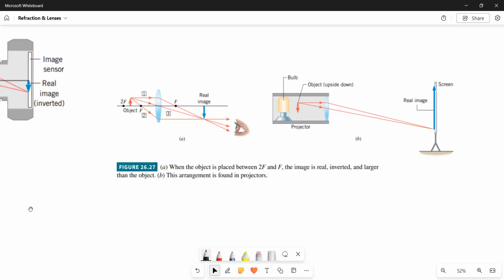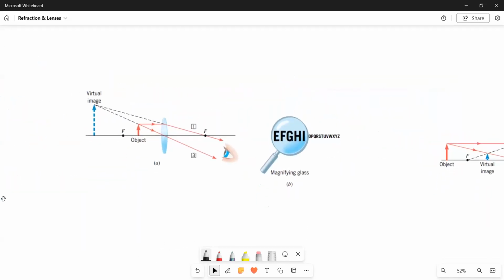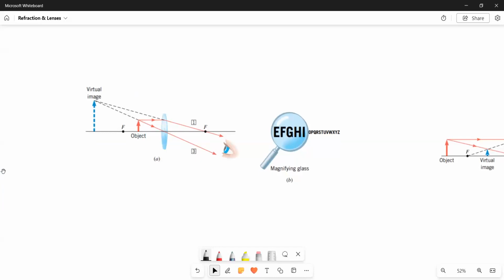You follow those two ray diagrams? Yes, sir. They're all in your textbook, eh? Yes, and they're showing you here. Look here.